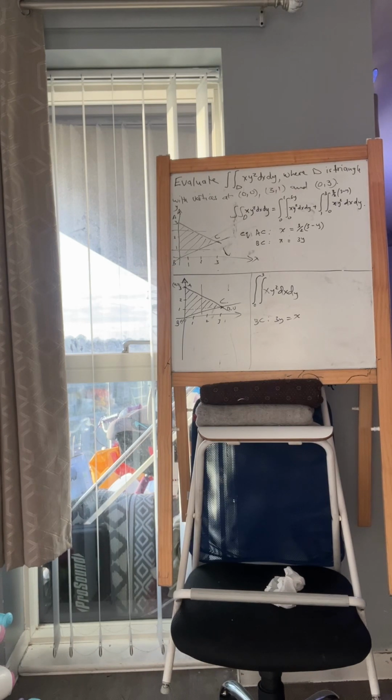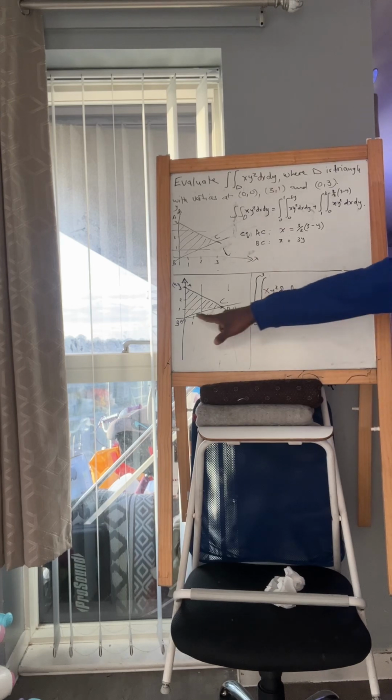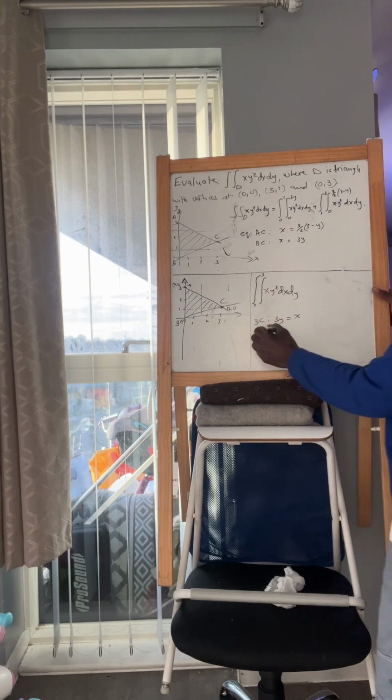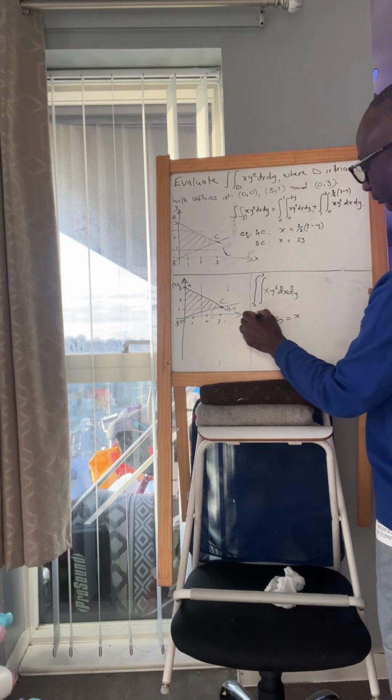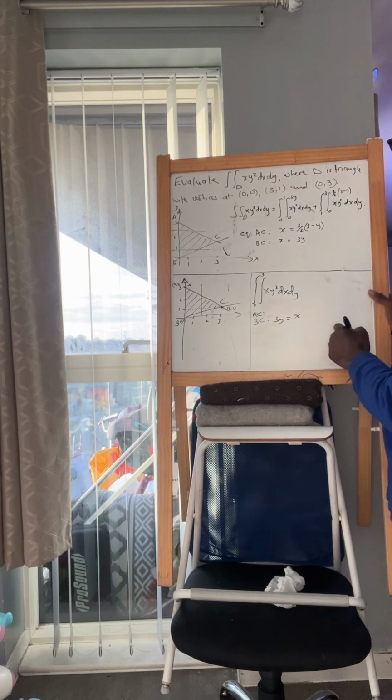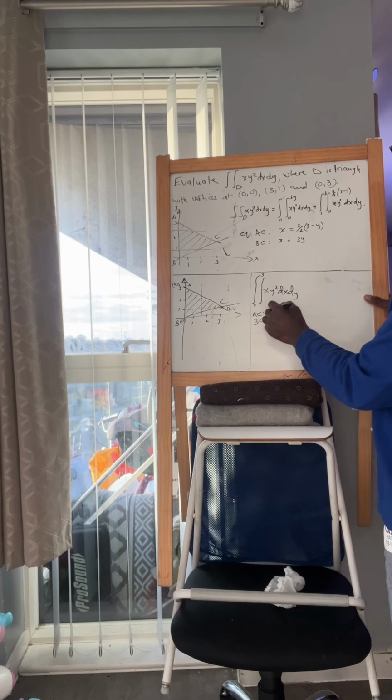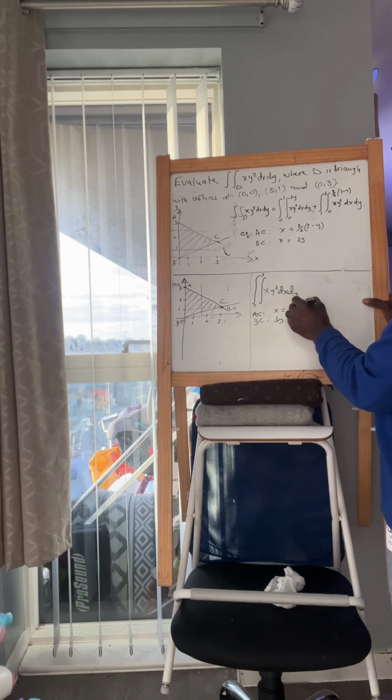3y equals x. This is the equation of this line here, BC. And the equation of AC is x equals 3 all over 2, 3 minus y.